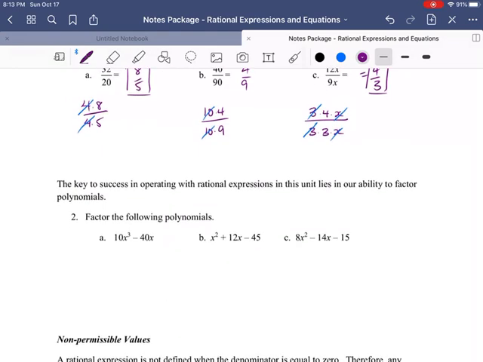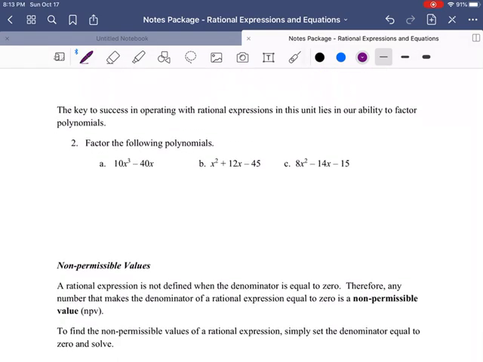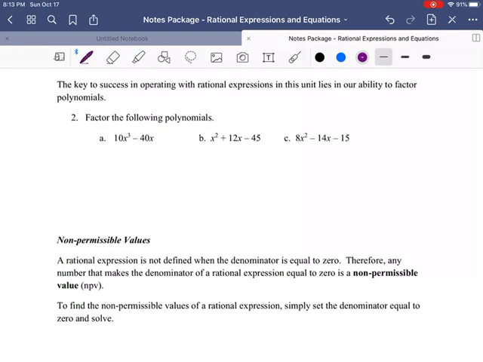Well, the same thing will happen when we get rational expressions. And let's talk about factoring polynomials. So 10x cubed minus 40x, you can factor a 10x. That means you're dividing each one of these terms by 10x. And so if you factor 10x out, you're left with x squared subtract 4. And that's a difference of squares question, so this will become x plus 2, x minus 2.